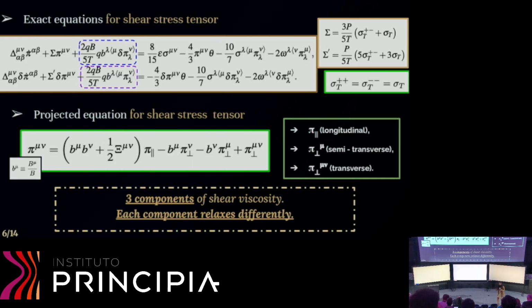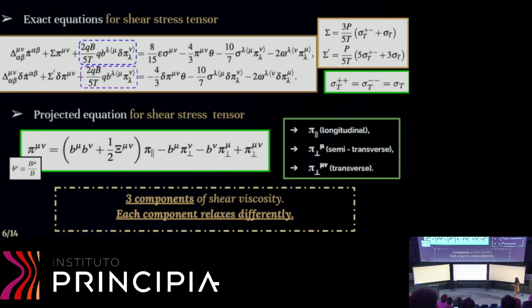And this coupling is solely because of the presence of the magnetic field. So you cannot solve the equation for the total shear without solving the equation for the delta shear, the relative shear. Now, just for simplicity, we went ahead and projected the equation for the shear with respect to the magnetic field. And we observed that we have three different components of the shear: one longitudinal to the magnetic field, one orthogonal to the magnetic field, and one semi-transverse to the magnetic field.